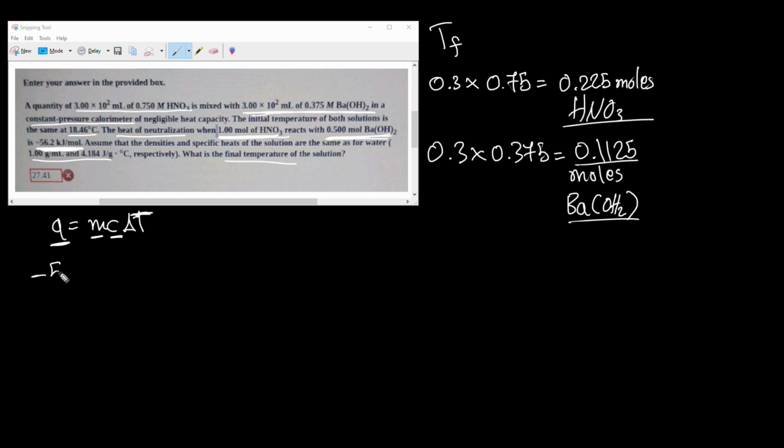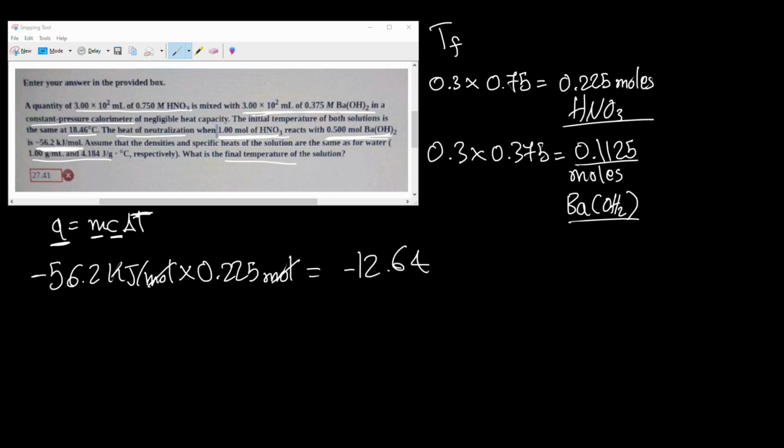So negative 56.2 kilojoules per mole. Multiply that by 0.225 moles. So moles and moles cancel out. And you'll get negative 12.645. So in joules, your value is 12,645.